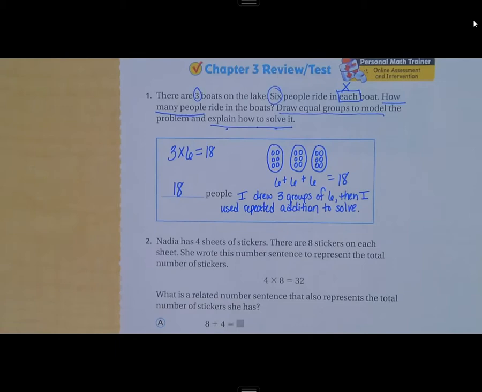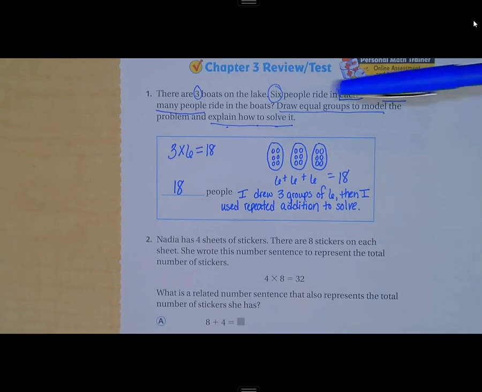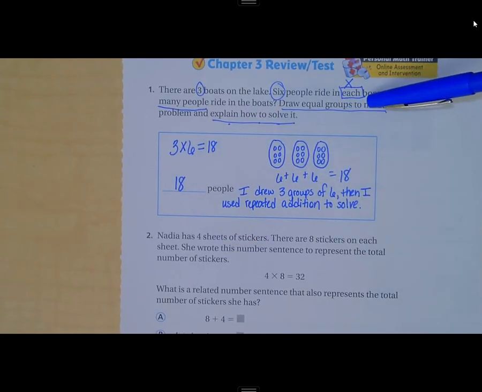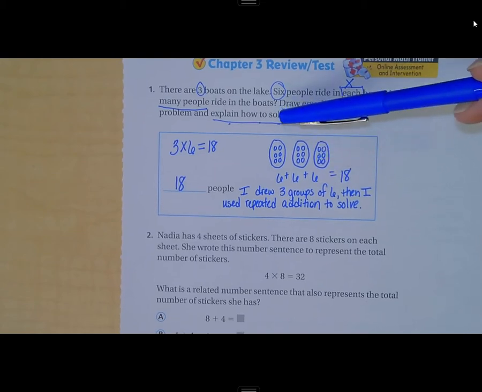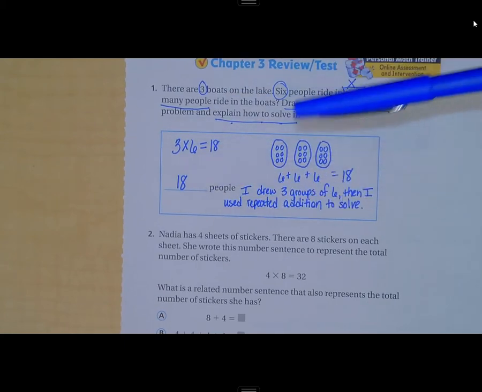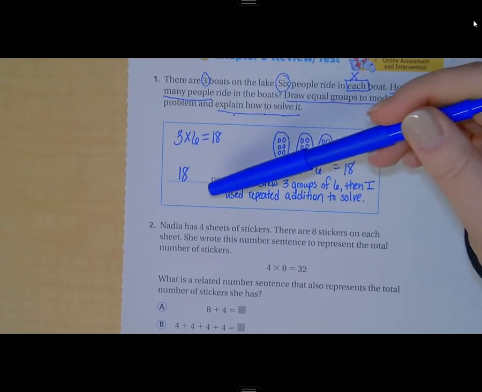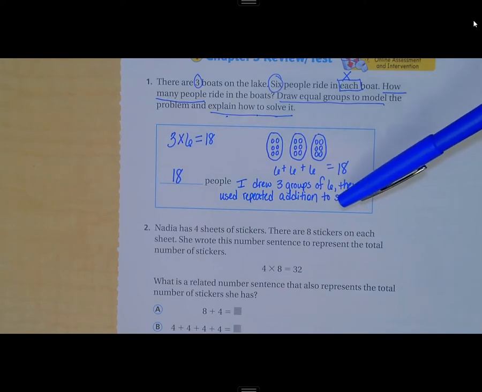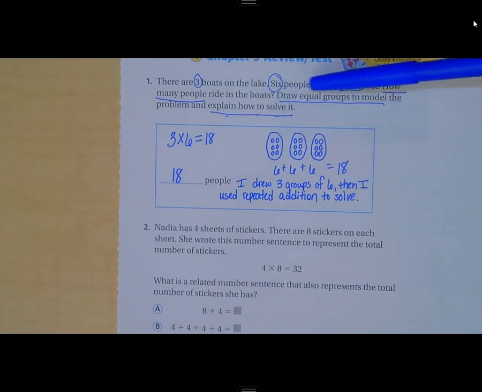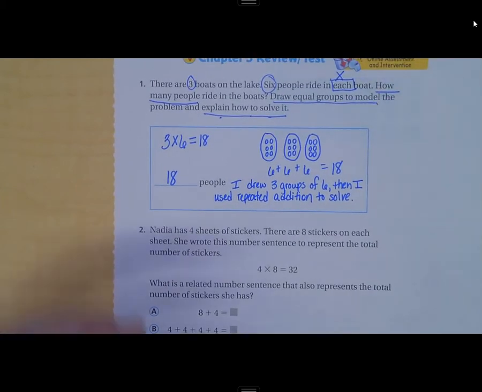So you're going to notice in your Chapter 3 GoMath series and from here on out in other grade levels that your questions may ask you to do multiple things. We needed to say how many people rode in the boats, which is 18 people. We needed to draw equal groups to model, which we did right here. And then we needed to explain how to solve it, which we did right here. So if you were taking this test in class, you would have a point for your equal groups, a point for the correct answer, and a point for explaining how you solved it. So you have to make sure that you check every box. You do everything they're asking you to do. All right, let's keep going.